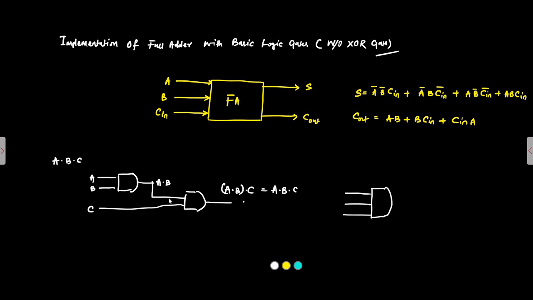Because for every three input gate, two input gates will be required, and it will unnecessarily complicate the whole diagram. It will become very messy, very lengthy, and you will lose track of where it started and where it ended. So for that I will be using three input gates. Okay, so this is the basic idea. This whole thing is a three input gate combined.